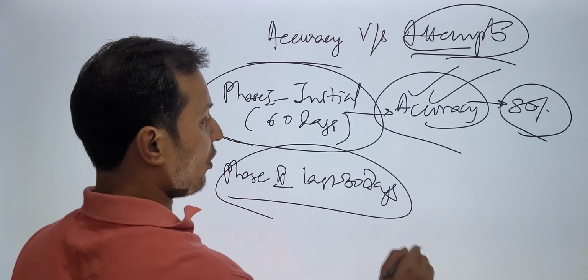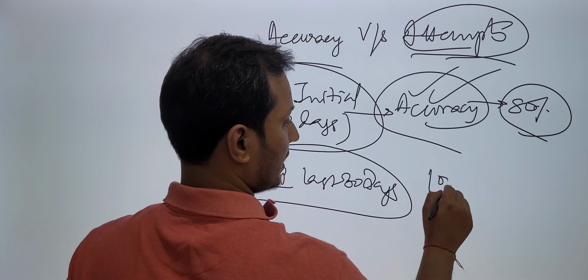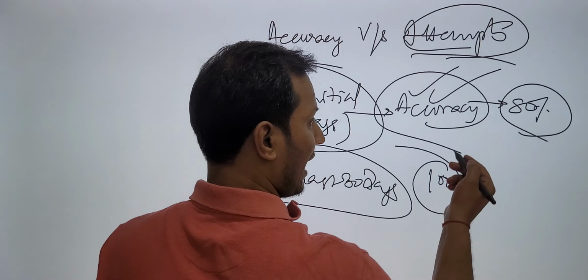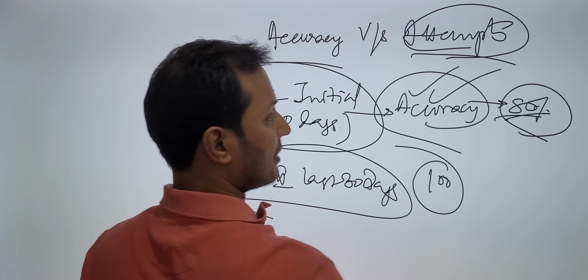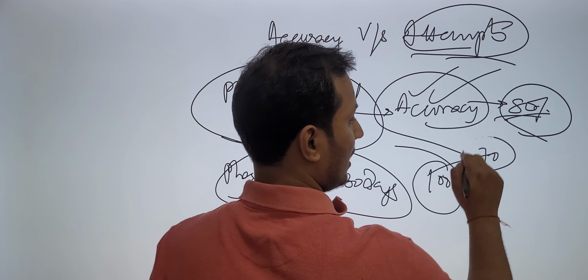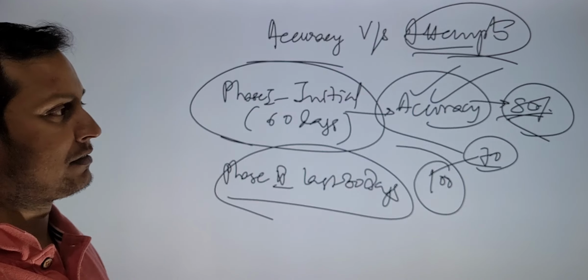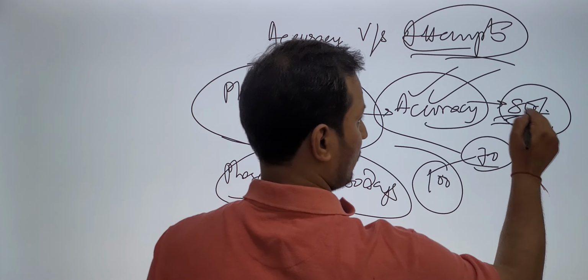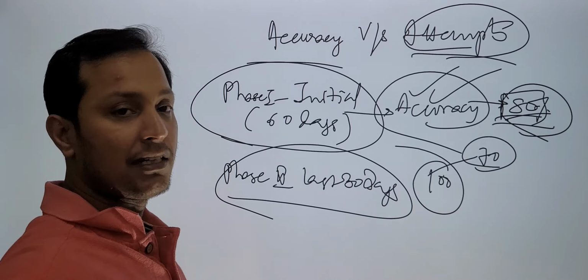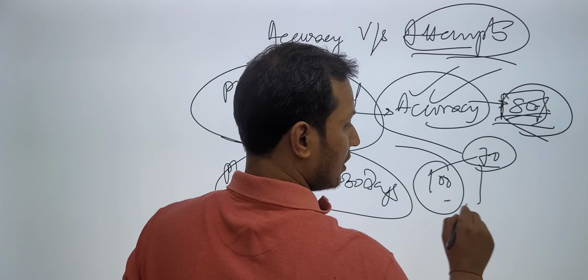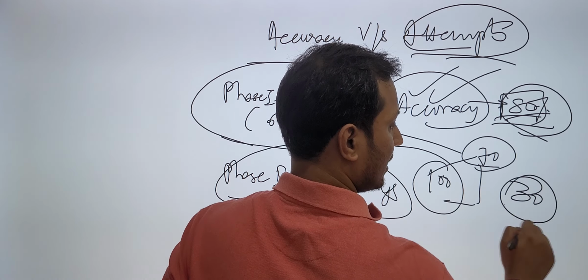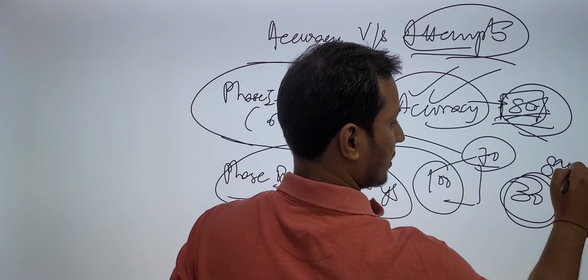Suppose I take a mock test of 100 questions. And suppose I try to maintain an accuracy rate of 80% and I attempt around 70 questions. Then what will be the result of that? First of all, I will know exactly that for the other 30 questions, there is a knowledge gap.